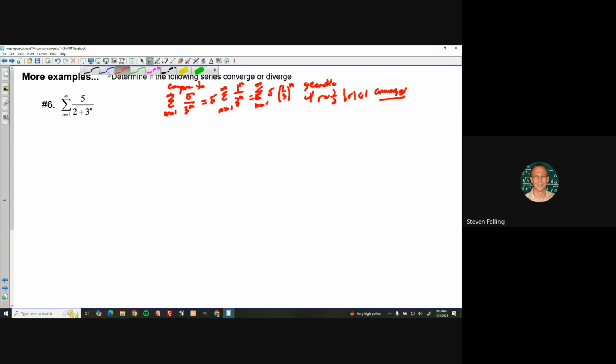Okay, let's try direct comparison. If we try direct comparison, we have to determine the sides. So I would write this: 5 over 3 to the n is less than or equal to 5 over 2 plus 3 to the n, because if you add things to denominators, the fraction gets smaller. So wait, I just wrote that wrong. Let me go backwards. Adding to the denominator makes something smaller.